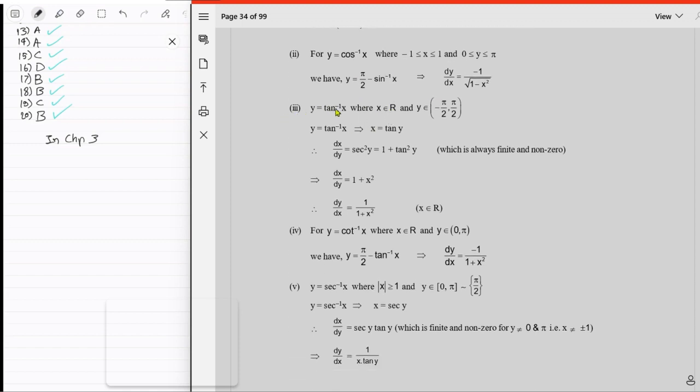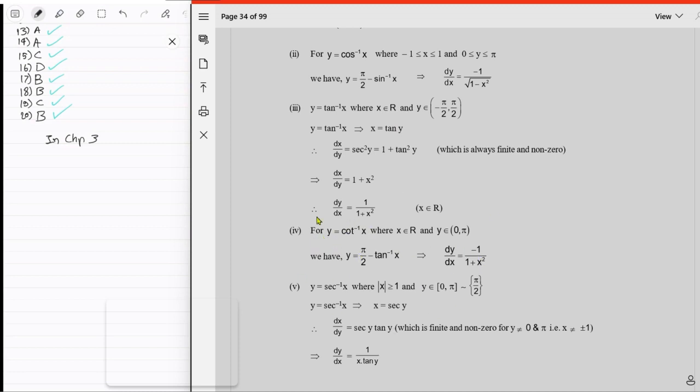Okay, what next? Tan inverse of x. So once again, x equal to tan of y, which means that dx upon dy equals sec square of y, which is just 1 plus tan square of y, which is always finite and non-zero, which is just 1 plus x squared. So that means dy upon dx is equal to 1 upon 1 plus x squared, right? And okay, that is in fact easy. It's doable, not a big deal, right? Yeah, so dy upon dx, it's 1 upon 1 plus x squared. Doesn't matter what x is. It's negative, positive, whatever. Or y equal to cot inverse of x.